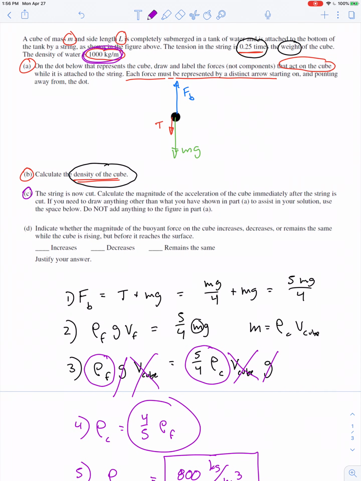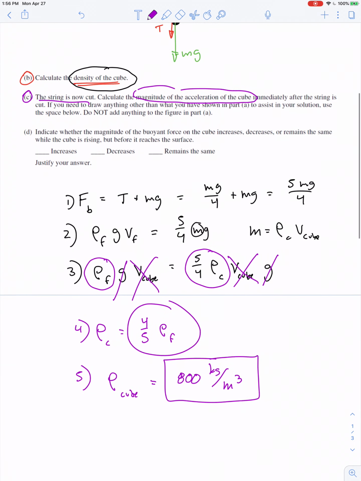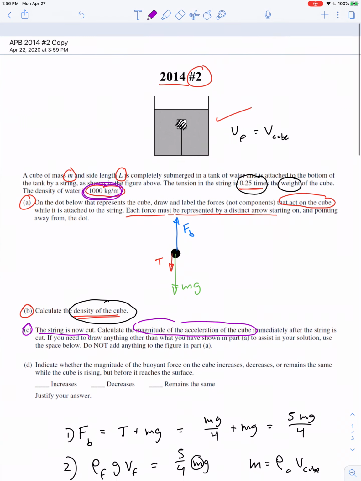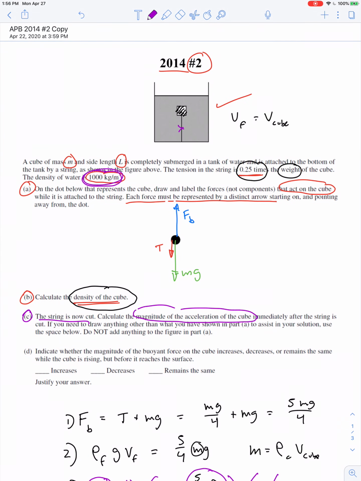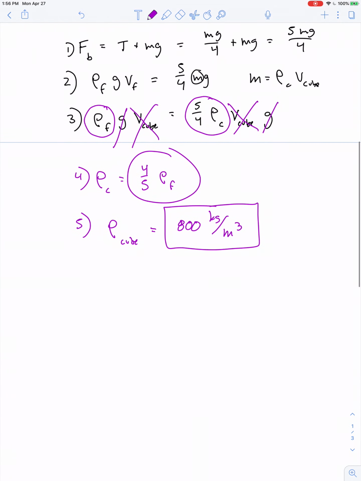Now we're told in part C that the string is suddenly cut. We need to calculate the magnitude of the acceleration of the cube immediately after the string is cut. So if we cut this string, then this one force goes away. Tension is now gone. But we still maintain the same amount of buoyant force because the cube is still fully submerged. And of course the weight doesn't change at all, right? So now there's a net force, and that net force would be the difference between the upward buoyant force and the downward force of gravity.